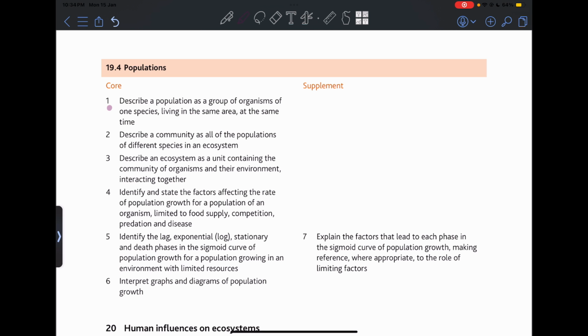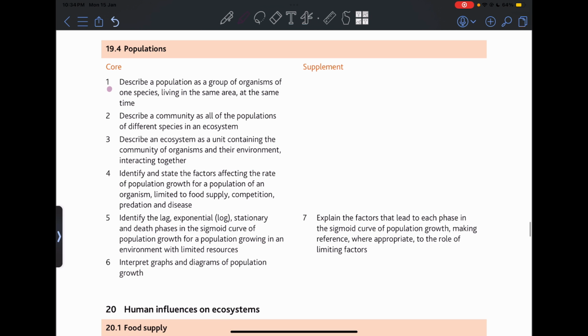Population is a group of organisms of one species living in the same area at the same time. Community is all the populations of different species in an ecosystem. Describe an ecosystem as the unit containing the community of organisms and their environment interacting together. This applies to points 1 until 3. These are very important definitions.